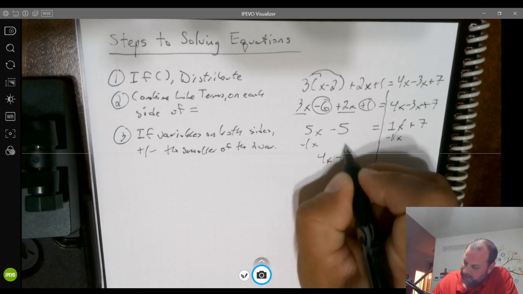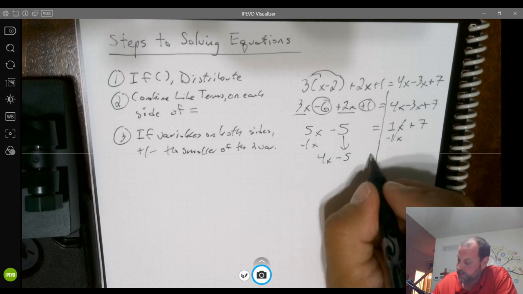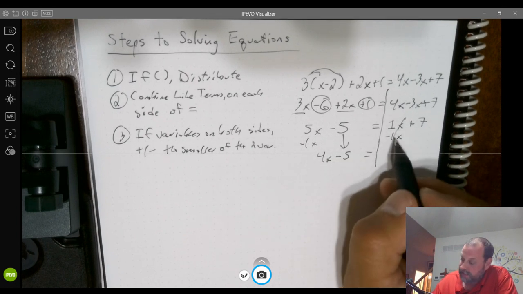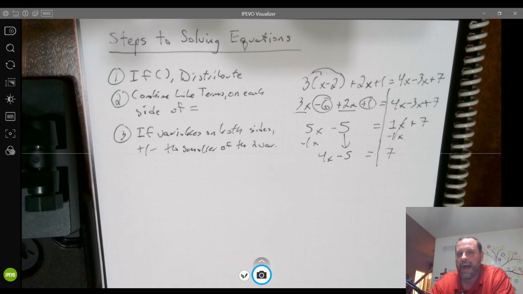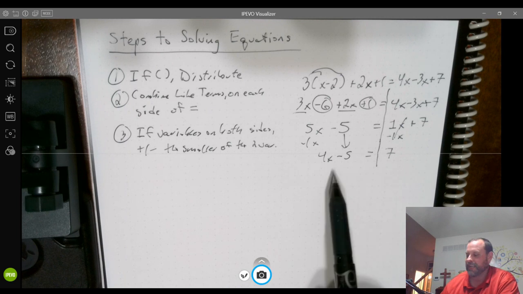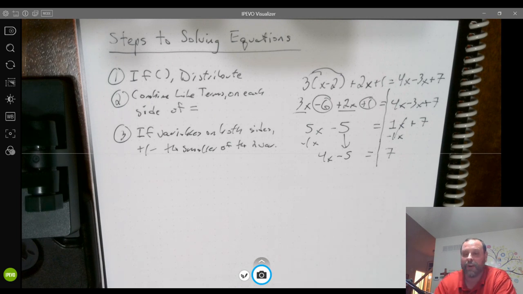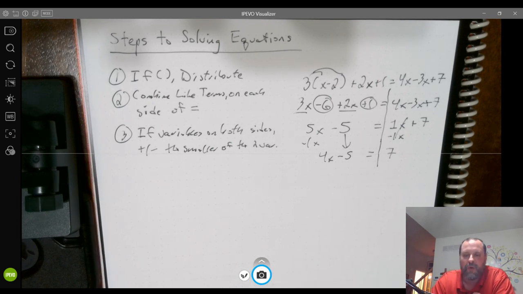The negative 5 I bring down. If some of you want to draw an arrow, bring it down. This x is gone. 1x minus 1x is 0. And then I have a plus 7. So now I have variables on one side. This is really going to be your starting point for tomorrow when we do some problems in class. They're going to be 2-step equations, but I want to give you that whole process first because I know you've done some of it as well. Okay?